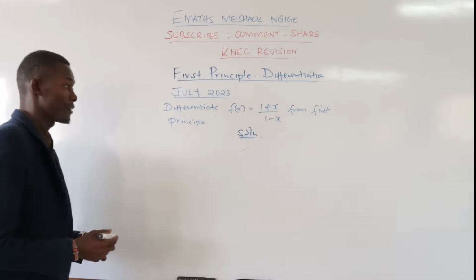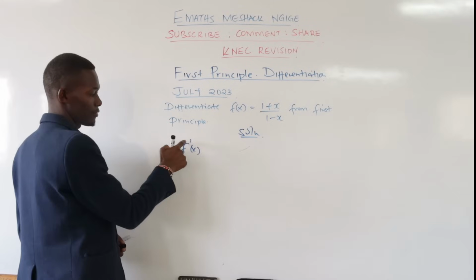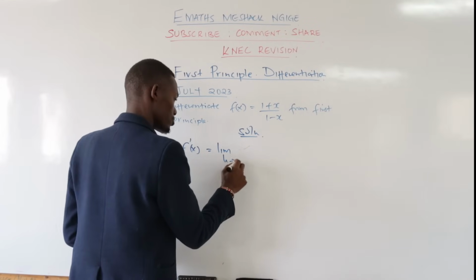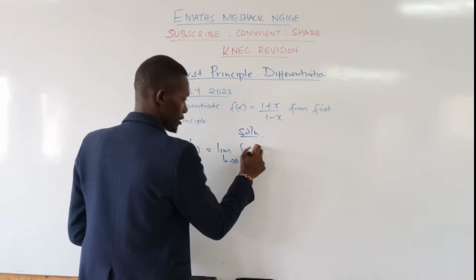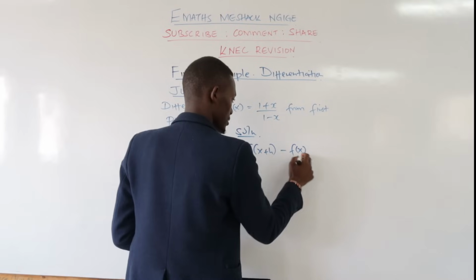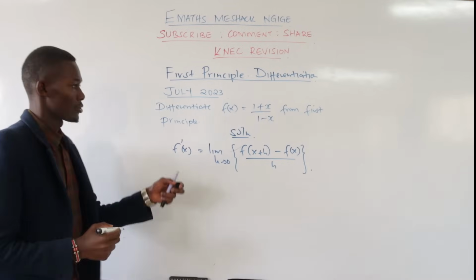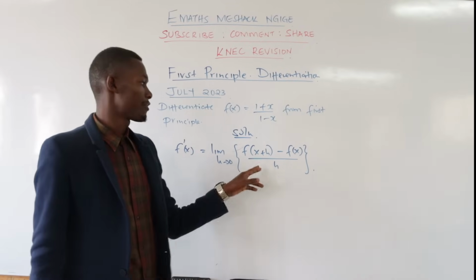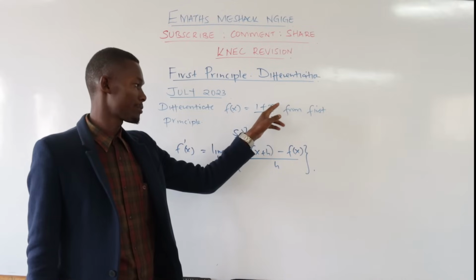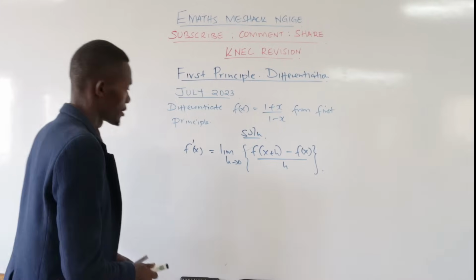So what does the first principle rule state? The first principle rule states that if you want to find the first derivative, which is written as f prime, it is given by the limit as h tends to 0 of f(x plus h) minus f(x), divided by h. This basically means that every place you have an x, you add an h in our respective variables. Then you subtract the original function, then you divide by h.